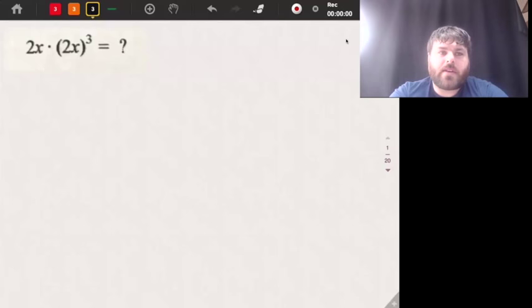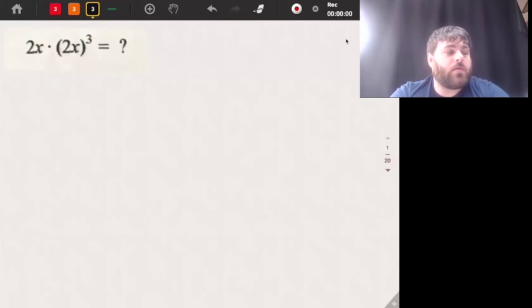2x times, and then in parentheses, 2x to the power of 3. So when I look at this problem, I can tell this is not an equation. This is definitely an expression. Obviously, there's no right side here. It's just got a question mark. So I can tell it's an expression.